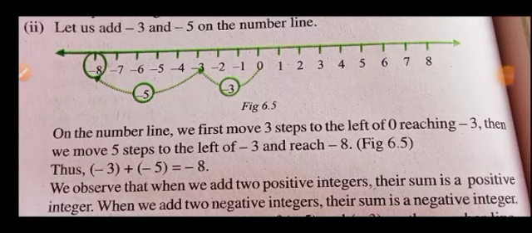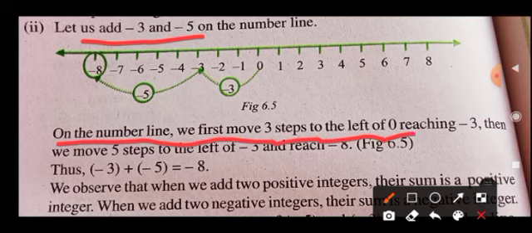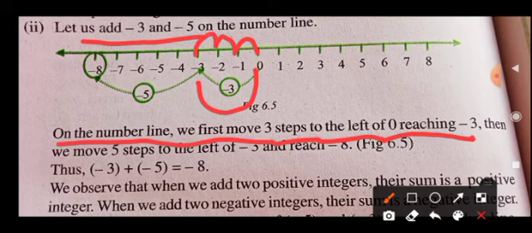Now the second question, let us add minus 3 and minus 5 on the number line. So these are negative integers. If it is negative integer, then we have to go left side from the 0, isn't it? So first, on the number line we move 3 steps to the left of 0, reaching minus 3. Why we have to move left side? Because this is negative integer. So from 0, if you go 3 steps, 1, 2, 3, we have reached minus 3.